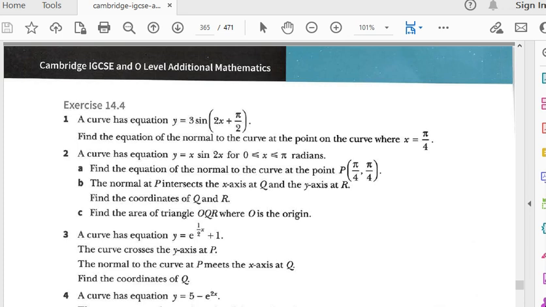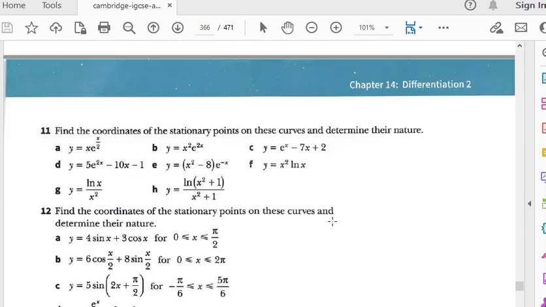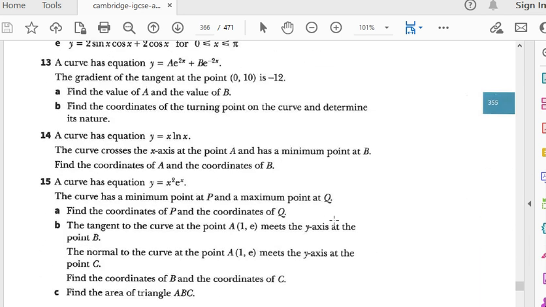Students, in the last lecture we finished question number 12 of exercise 14.4 and today we are going to do the remaining questions. Start from question number 13.